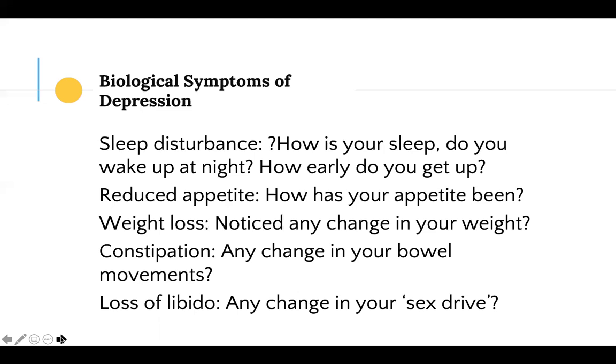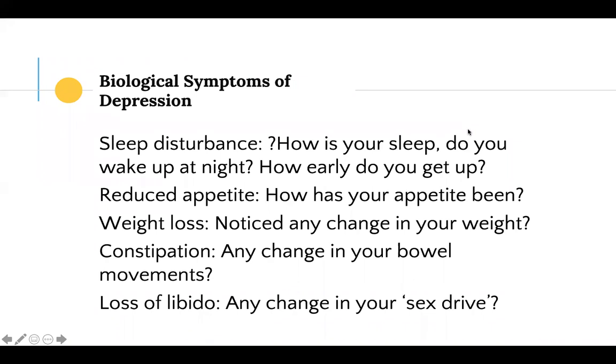Biological symptoms of depression. Depression can present atypically or with other symptoms other than the core symptoms that we've just discussed. Usually sleep is affected. Patients will have early morning waking, so they will get up early and find it really difficult to get back to sleep. Conversely, they might be really tired throughout the day. So it's really important to get the sleep pattern of your patients.